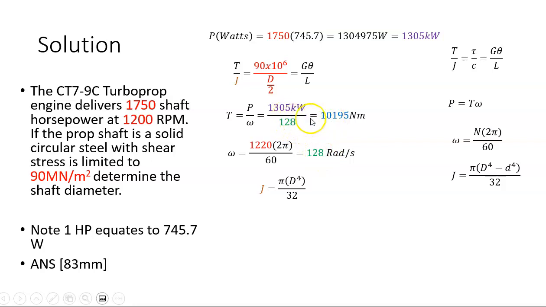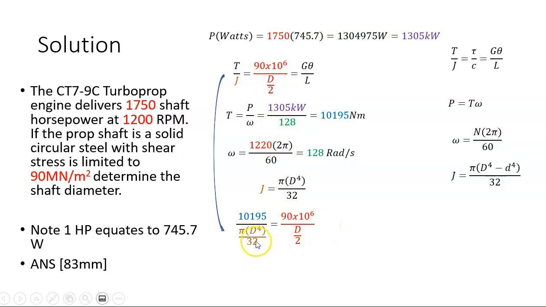And when I do that, I get a torque value of 10195 newton meters. Second polar moment of area is just pi d to the power 4 over 32 because it is a solid shaft. And I'm going to take this formula, bring it down here, and just substitute in the values. So instead of the torque, I'm going to put in my torque figure of 10195 newton meters. For J, I'm going to put in pi d to the power 4 all over 32. This equation here, and this part remains unchanged.